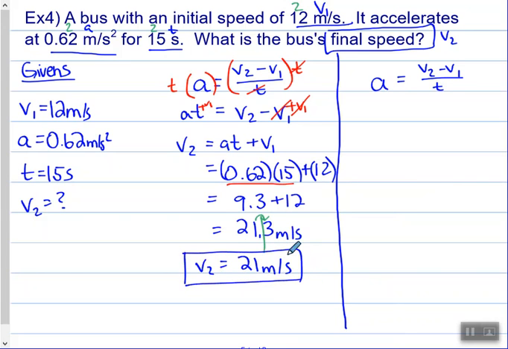Now, the other method, if you don't like dealing with letters, substitute in your numbers and then deal with those. So our acceleration is 0.62. We're looking for v2. We don't know what that is. That's like our v2 minus v1, which is 12, divided by our time, which is 15.